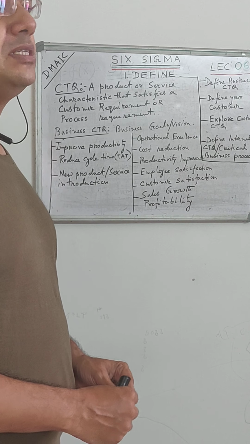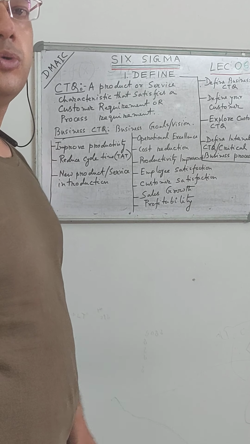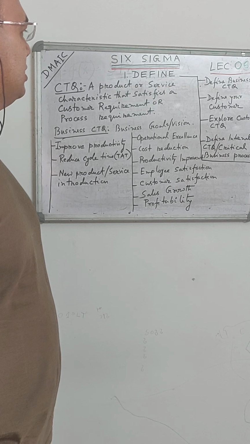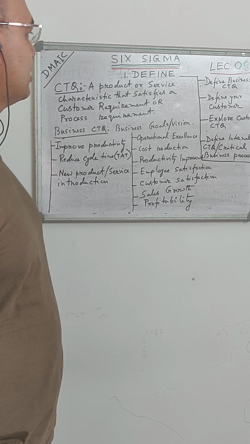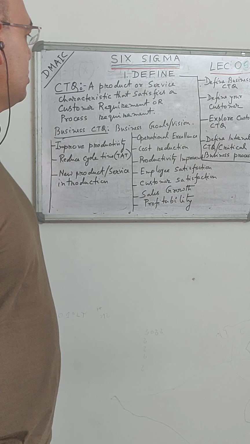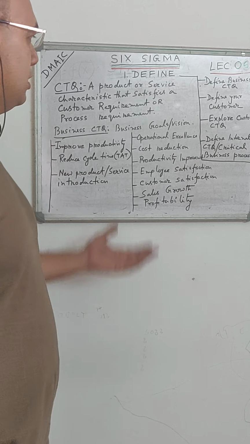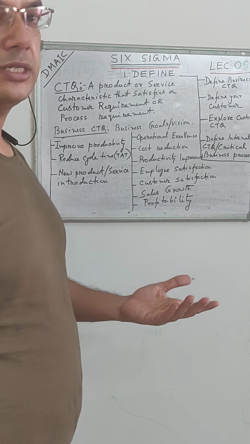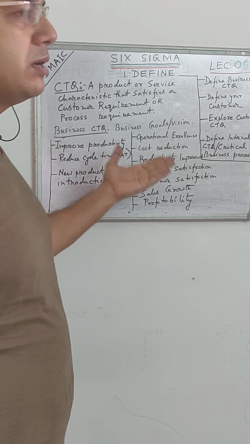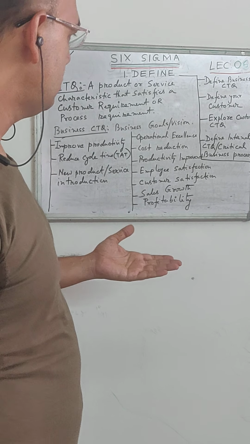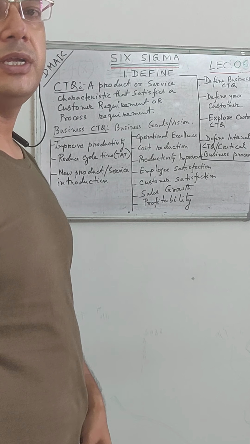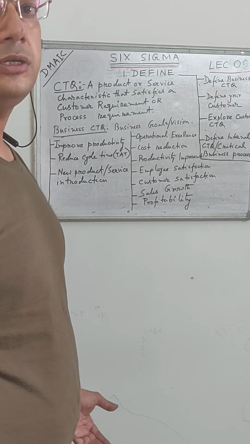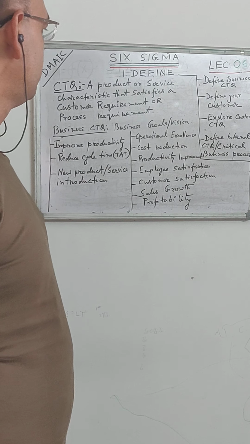What is our business goal or requirement? So this is known as CTQ, critical to quality. So what is critical to quality? A product or service characteristic that satisfies a customer requirement or process requirement. This is basically a customer requirement. Customer may be internal or external, or maybe process requirement. Okay, if my process is not performing as per my design capacity, this is also one kind of CTQ which is driven by process. Okay.